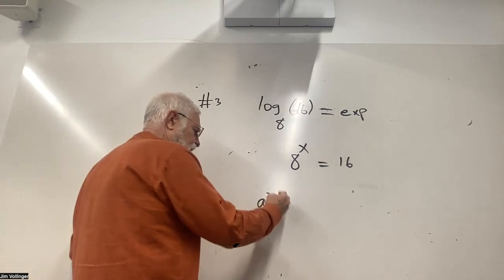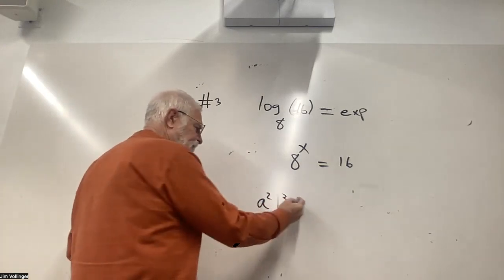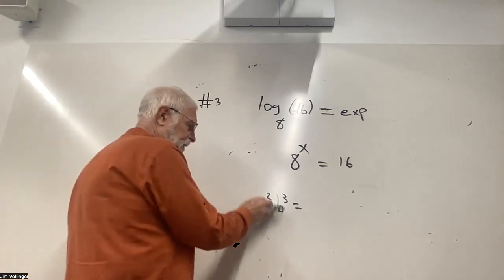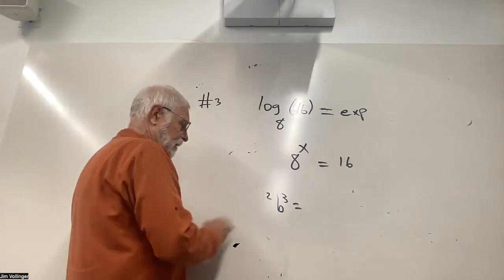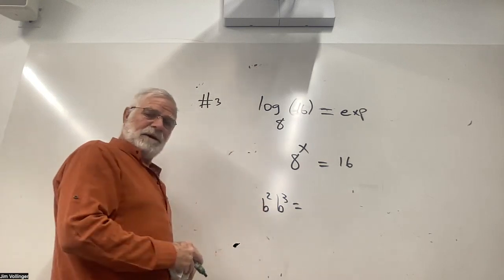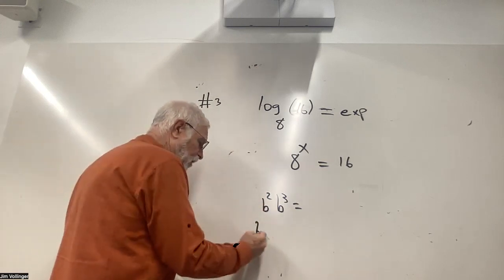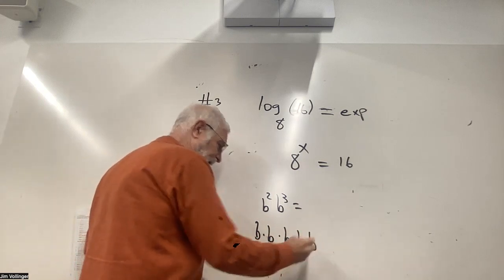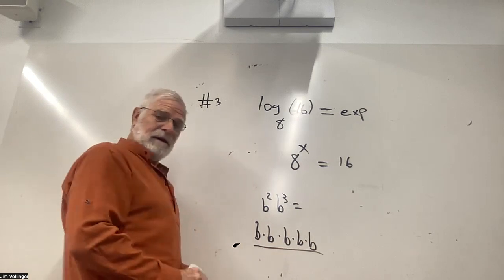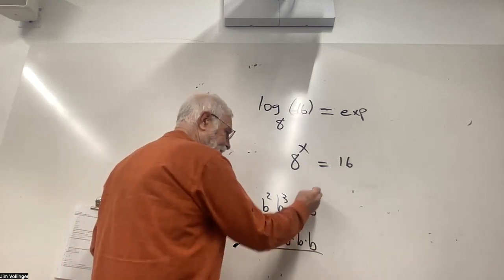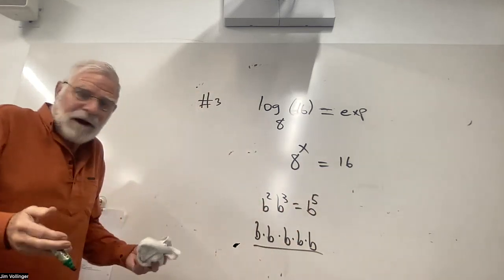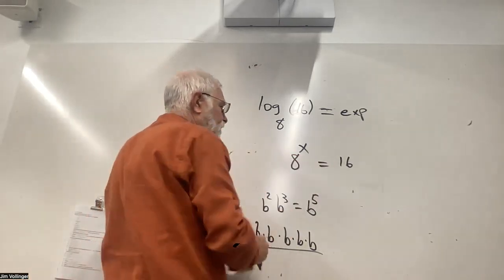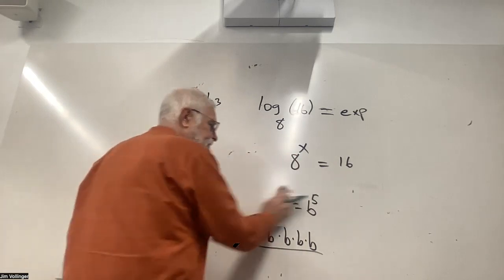Let's look at a squared times b cubed. Can I simplify that? No, because they're not the same base. Can I simplify b squared times b cubed? Yeah, b squared is b times b, and b cubed is b times b times b, and I can count that number of factors, it's 5. That's what exponents are in this case. Okay. Well, I can't do that here right now because 16 isn't base 8.